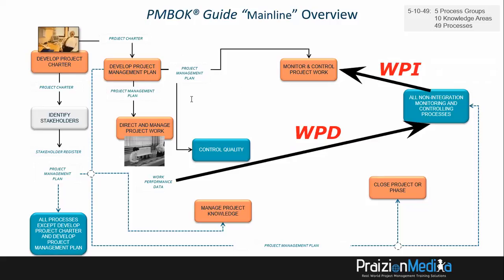And one more thing, monitor and control project work will give you a work performance report. So what is the flow? The flow is data needs to be analyzed in the monitoring and controlling processes outside of integration. After analyzing raw observations, we get work performance information. And after you get work performance information, that needs to be whittled down into a report. Now, it could sound very abstract. So I want to break it down very simply for you. And I want to give you a practical example.